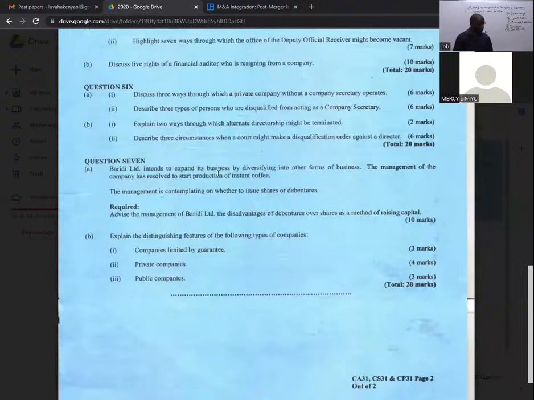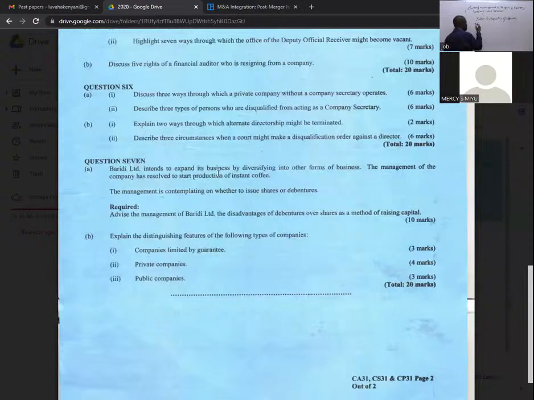So that question is from nature and classification of companies. So the first topic is nature and classification of companies.